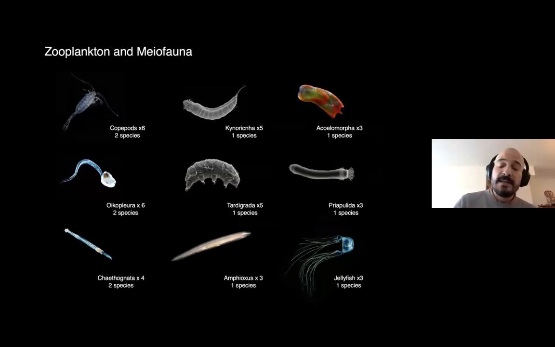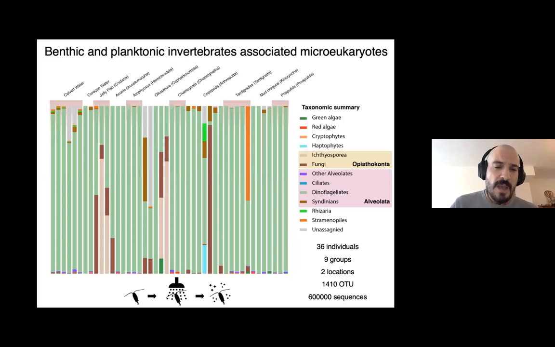So we analyzed the presence of microkaryotes in a whole range of members of the zooplankton and the meiofauna. So you can see here everything. I'm not going to go into the details because otherwise I'm going to be late to finish this presentation. But I just want to show you this. So we reported different types of microkaryotes, increasing again the diversity of known microkaryotes within each of these groups.